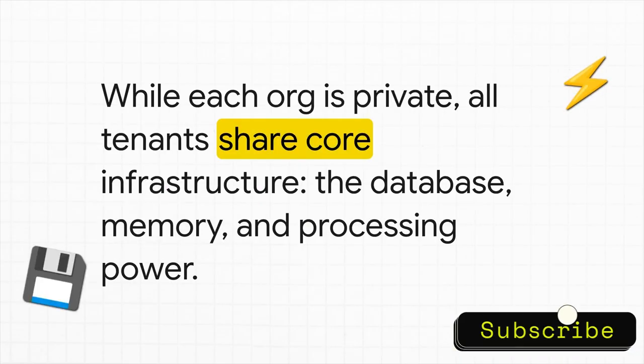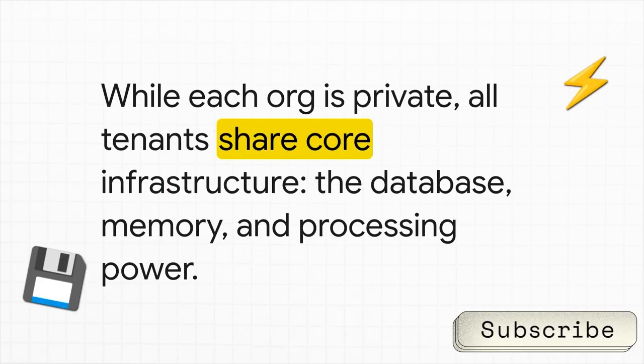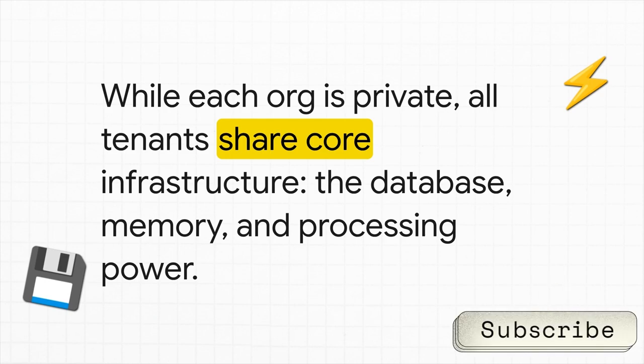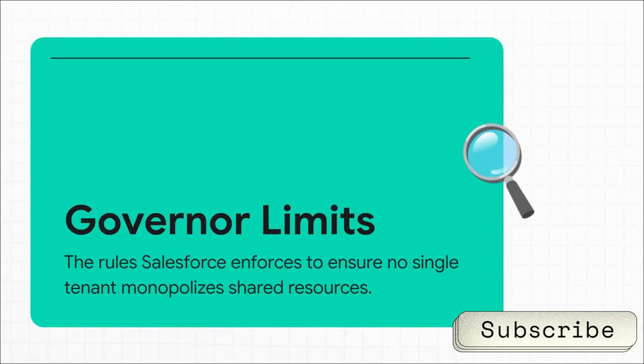But here's the crucial part. While your apartment is totally private, you are all sharing the building's core infrastructure. The electricity, the plumbing, the elevators. And in our world, that means the database, the memory, and the processing power. One tenant can't just crank up the AC and cause a blackout for the whole building. And that is exactly where governor limits come in.